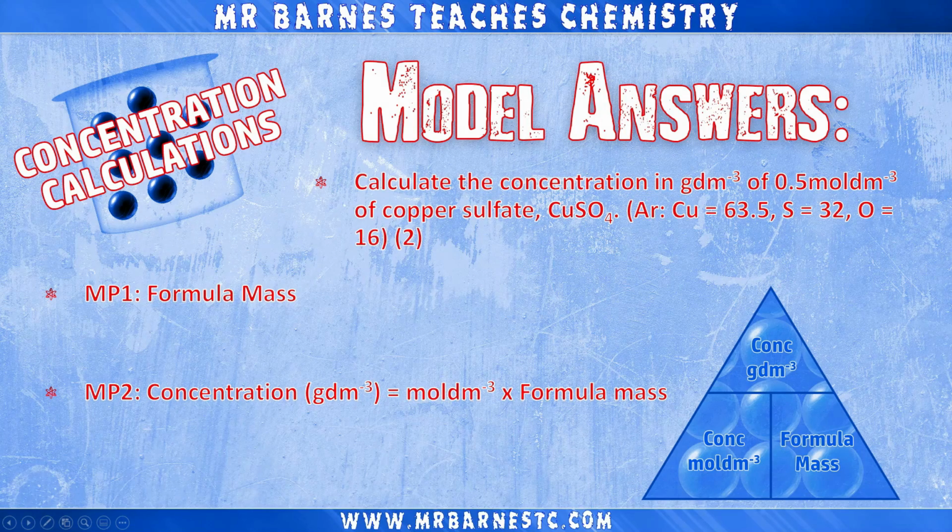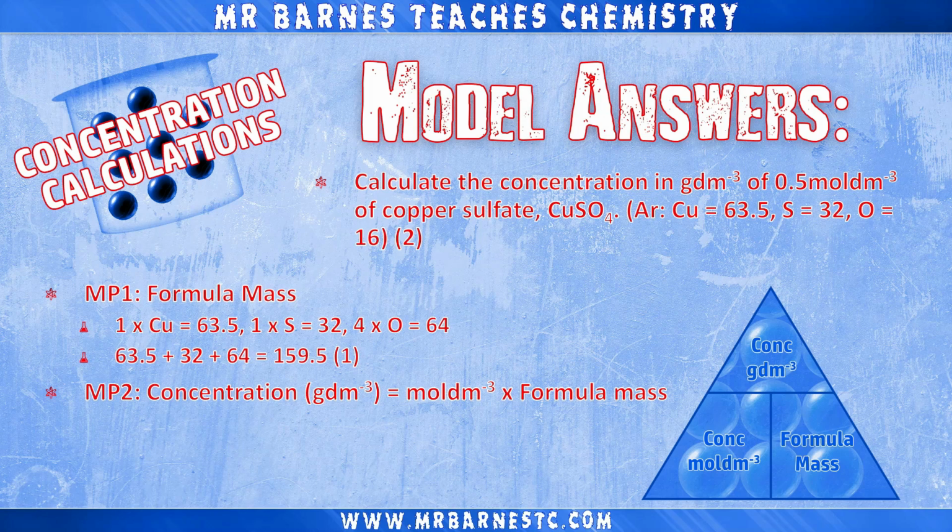This question asks you to calculate the concentration in grams per decimeter cubed and gives you the concentration in moles per decimeter cubed, so you should realise it's a conversion calculation. Step 1. Work out the formula mass. Even if you can't do the rest of these conversion calculations, you can pick up marks for getting this simple technique right. So we have 1 copper with a mass of 63.5, 1 sulphur with a mass of 32, and 4 oxygens, each with a mass of 16, giving me 64 in total. Add this all together and we get 159.5 for your first mark.